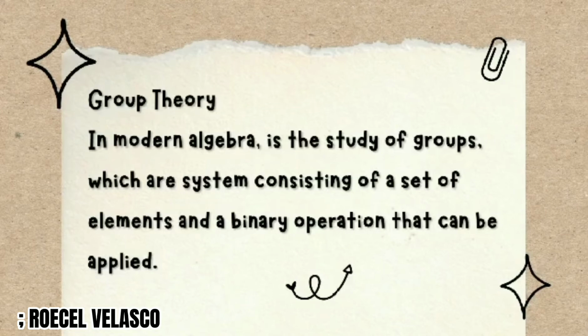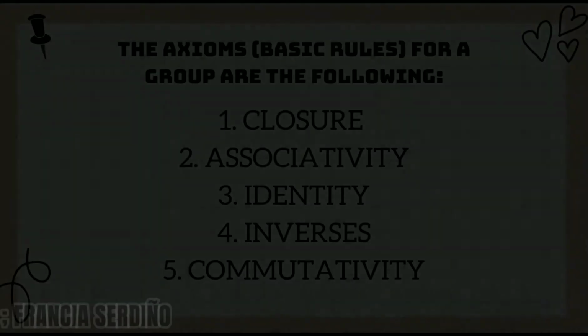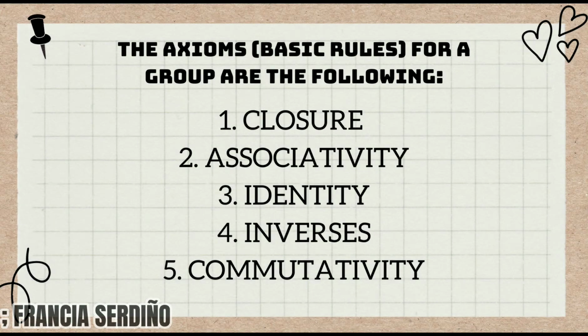contain an identity element which, combined with any other element, leaves the latter unchanged, and that each element have an inverse which combines with an element to produce the identity element. The axioms, or basic rules, for a group are closure, associativity, identity, inverses, and commutativity.